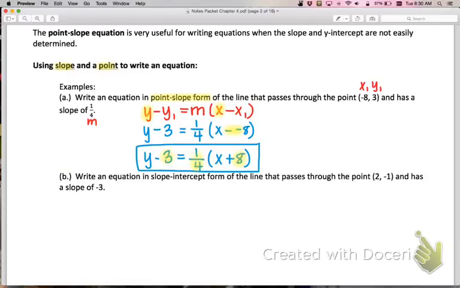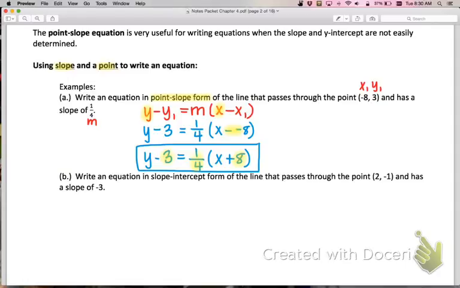And so that's the answer. The last thing that we're going to look at is what if they want us to change that equation into slope-intercept form. So if we look at example B, it says write an equation in slope-intercept form of the line that passes through the point 2, -1 and has a slope of -3.